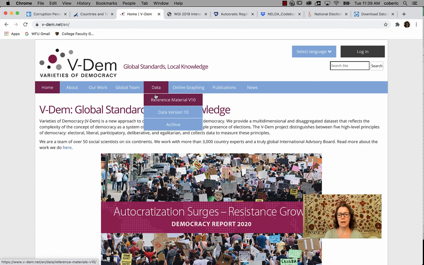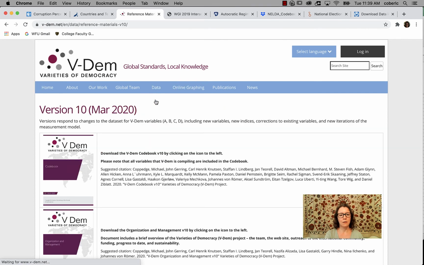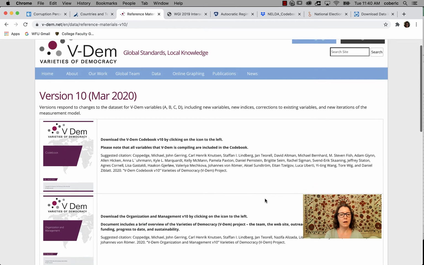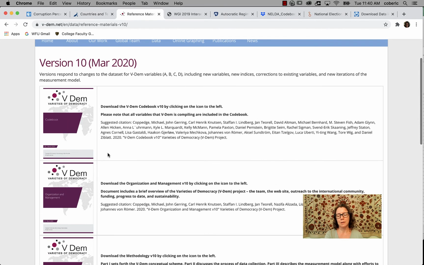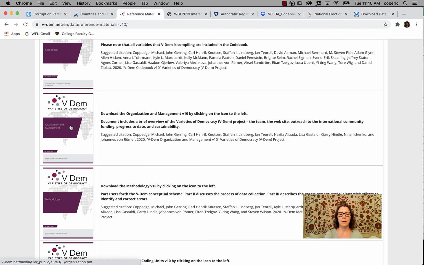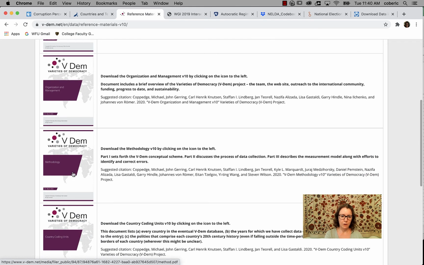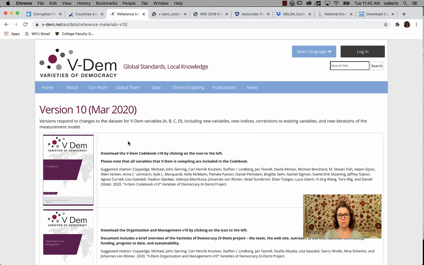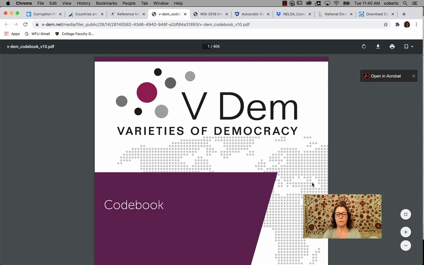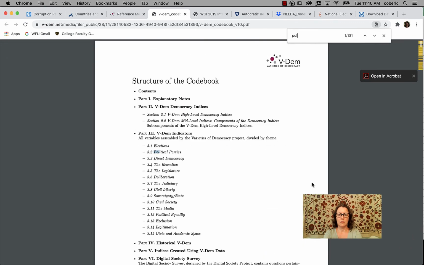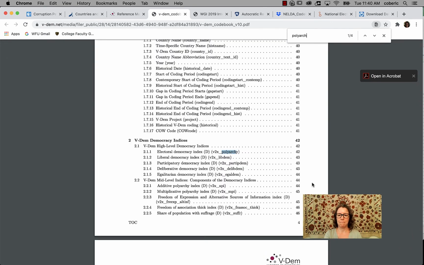First off, I'll just highlight their reference material here. You'll see that it's extremely extensive. Not only do they have a code book, and that code book's like 100 pages long, they've also got information on the organization itself. They've got a very detailed methodology on how they put all their variables together. Clicking on the code book here, since this is a 400-page document, I'm just going to skip to an example.